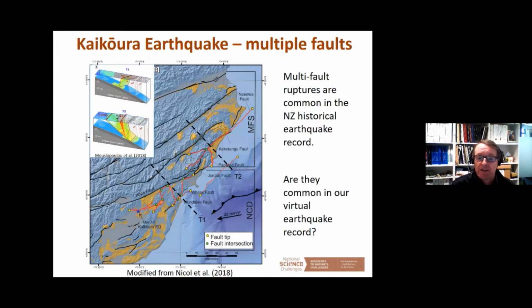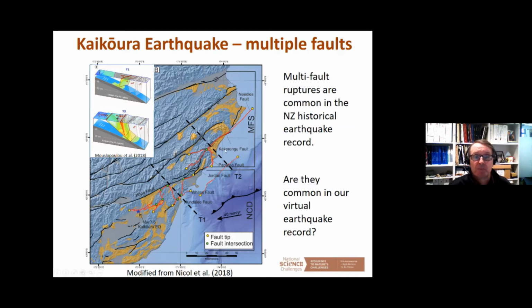So what I want to do now is just very briefly go through two examples from our historical earthquake record, which we've looked through the model catalogue to see if we can actually see any examples which are similar to those. The reason being that if we can start seeing events in the model catalogue that look similar to events we've had now, we can start thinking about the question of what is going to happen next.